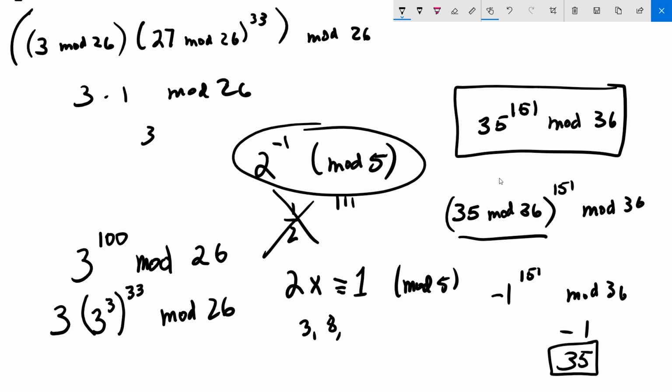Just write 3 plus 5k, where k is any number. So 3, 8, 13, 18, 23, and also negative 2, negative 7, negative 12. Those are all the same. Working mod 5, they're all going to be the same. We prefer 3 as the answer because it's the one between 0 and the modulus.